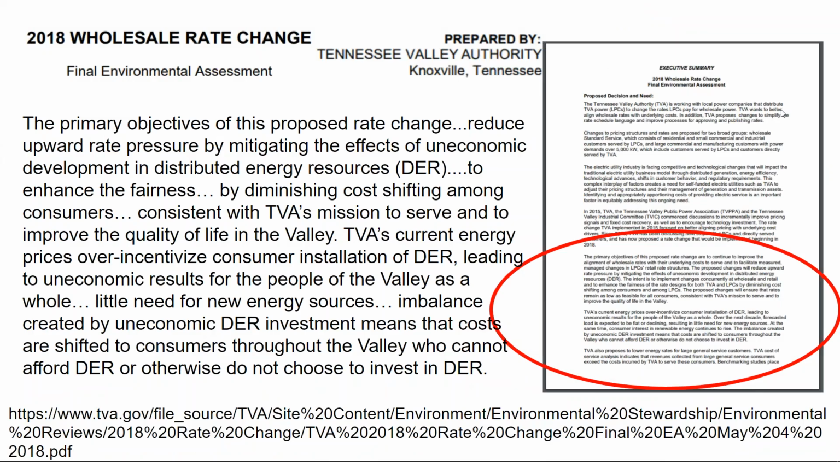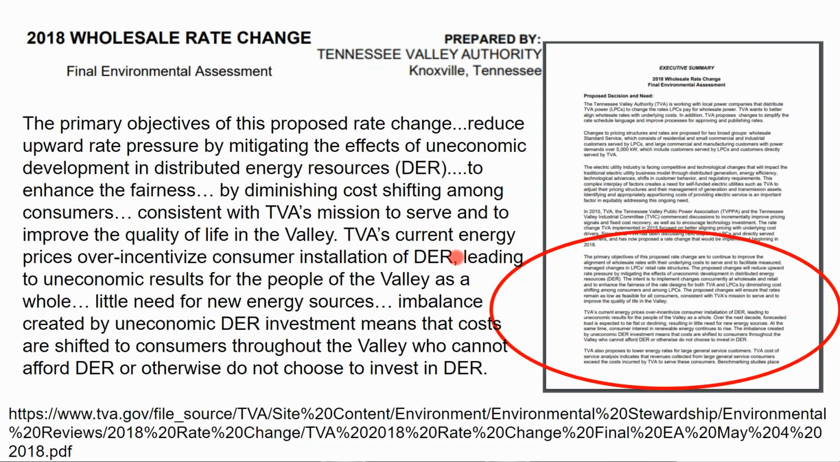Whether you agree with that or not, that's how it is. Now, in fact, the whole Tennessee Valley Authority region, in their 2018 rate change report, on page 1 of the executive summary, they say our energy pricing over incentivizes consumer-owned distributed energy resources, solar. They say the TVA's program over incentivizes consumer installed solar.